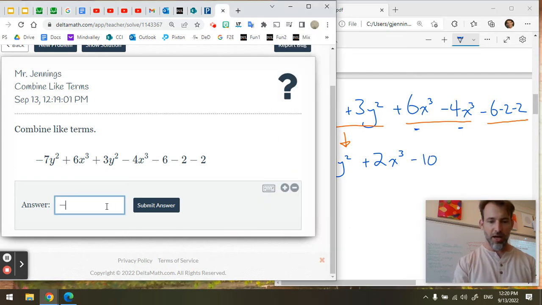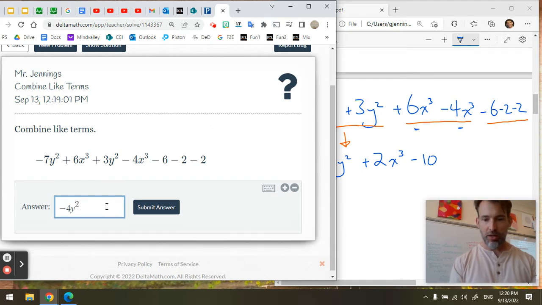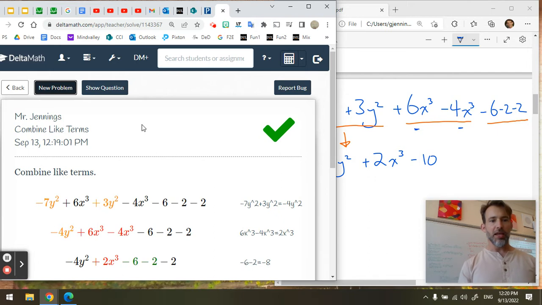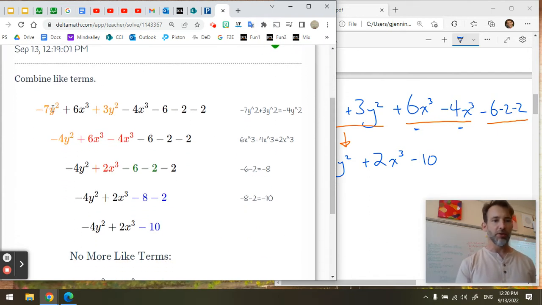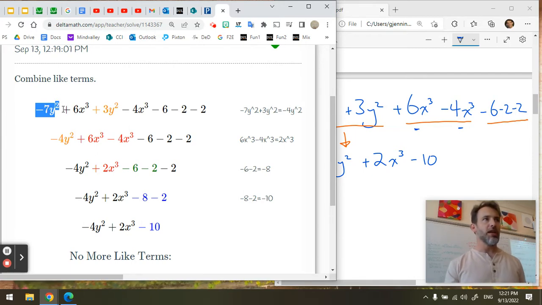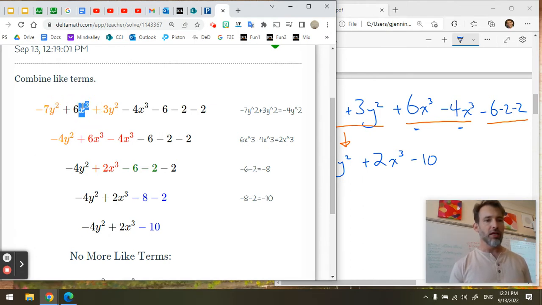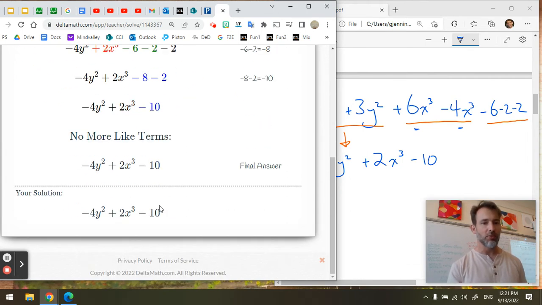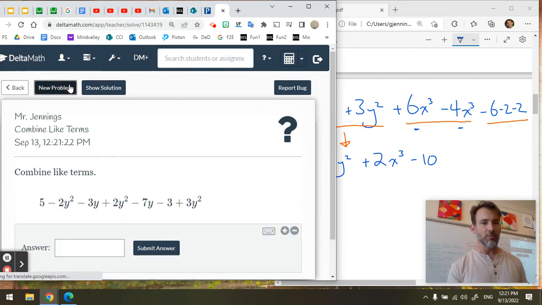So let's input that. Minus 4y squared plus 2x cubed minus 10. And Delta Math likes that. You go through and you take a look. What did Delta Math do? They used a color coding system. You could absolutely put boxes around these things, use different colors to make sure that you can see the different like terms. What we do is we look at the variable and the exponent. They both have to match, and then that's a like term. We can put those together. Okay? And so they combine all those things, and then they get the same stuff, and we are done. All right. So that is combining like terms.